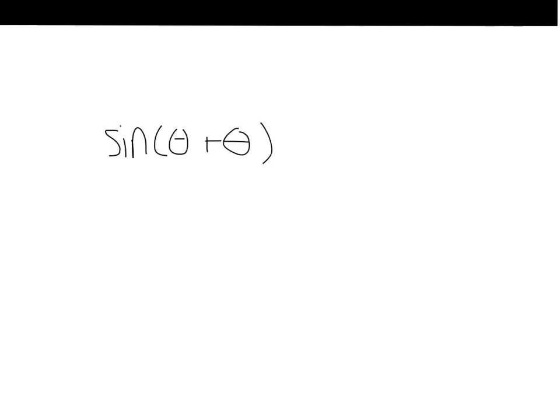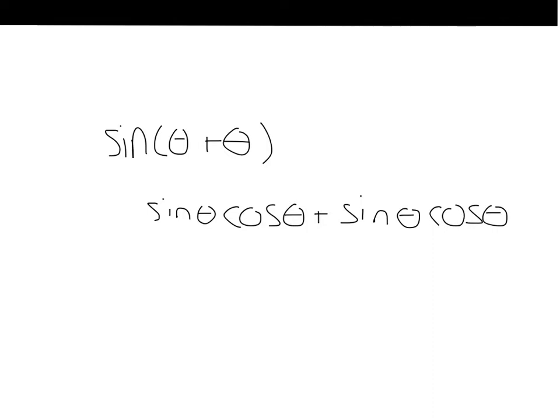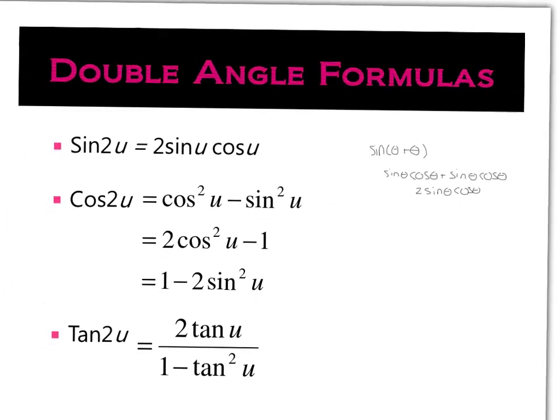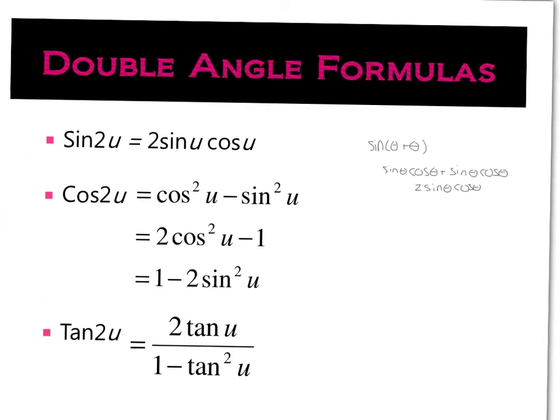Yeah? Okay, and then there I could actually use my sum formula. Sine of the first angle, cosine of the second angle, plus cosine of the first angle, sine of the second angle. So I end up with 2 sine theta cosine theta when the angle is the same. So it's twice the angle, and that's where this formula that you see here is coming from. This is the actual proof for that double angle formula. Does that make sense? Okay.